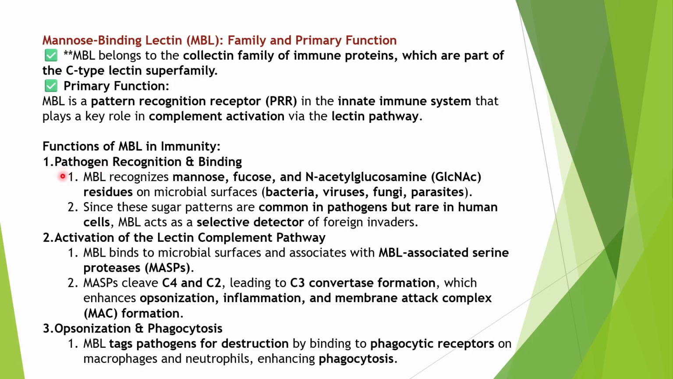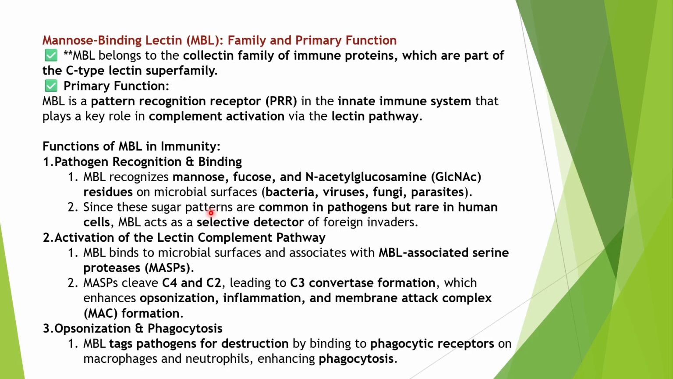Since it is a pattern recognition receptor, pathogen recognition and binding is done. So MBL recognizes mannose. That is why it is a mannose binding lectin. So it recognizes mannose, fucose, and GlcNAc, that is N-acetyl glucosamine, on microbial surfaces like bacteria, fungi, viruses, parasites, etc. So all the pathogens that contain mannose, fucose, and GlcNAc residues on their surfaces are recognized, and they bind to the mannose binding lectin.